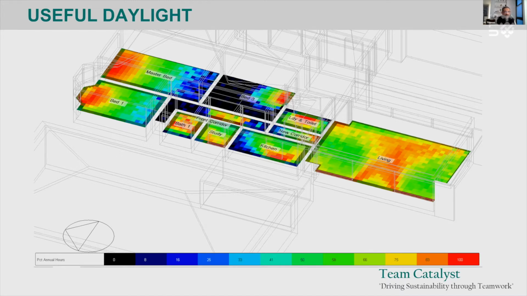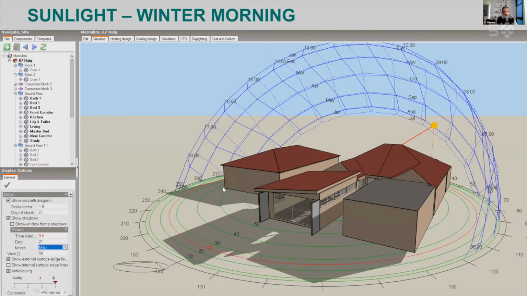So the first thing I did was to put a visualization of the sun interaction with the model. This is on a winter morning. I think it's 9:30 on the 21st of May that you can see here. And there was a particular reason that I was looking at these models. I mean, we can dynamically move the sun and get a movie and all that sort of stuff.